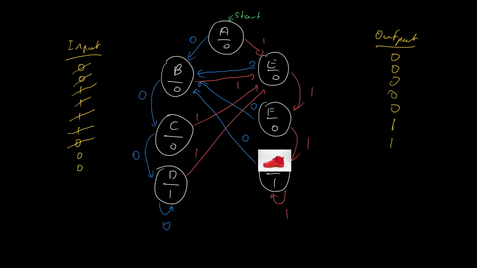Next input's a 0, so guess what? Follow the blue one, and I get an output of 0. Next input's a 0, move this along here. Next output is a 0. Next input's a 0, move this along here, and my output is a 1 again. And we can go on forever if we so desire.